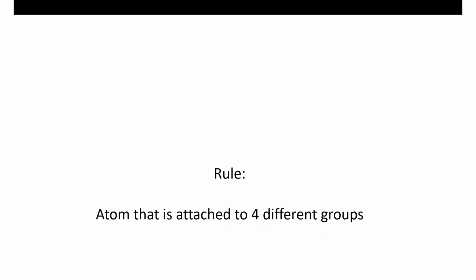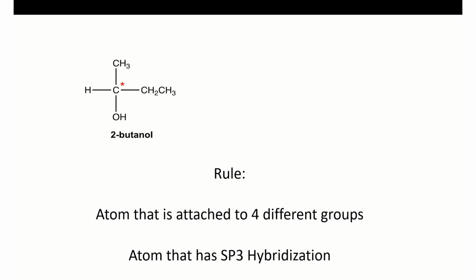If we want to find the chiral center in a molecule, we need to follow 2 rules. First, we need to find the atom that is attached to 4 different groups, and this atom should have sp3 hybridization. For example, 2-butanol. So the center carbon is attached to 4 different groups, which are methyl, ethyl, hydrogen, and alcohol. So this carbon is attached to these 4 groups in a single bonding position. So this carbon can be a chiral center in a molecule.